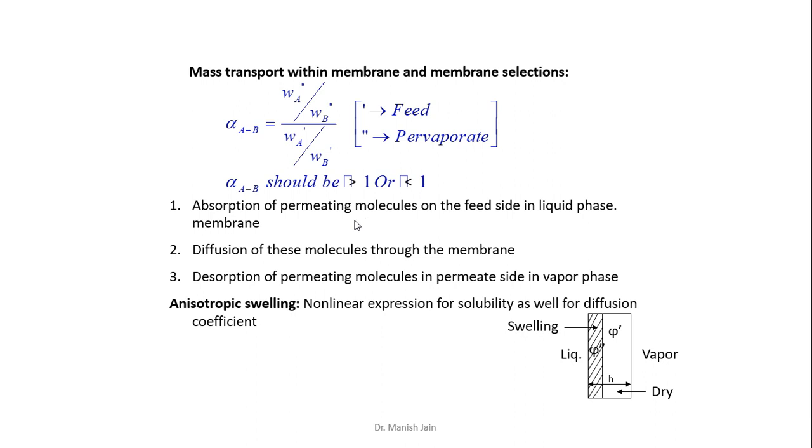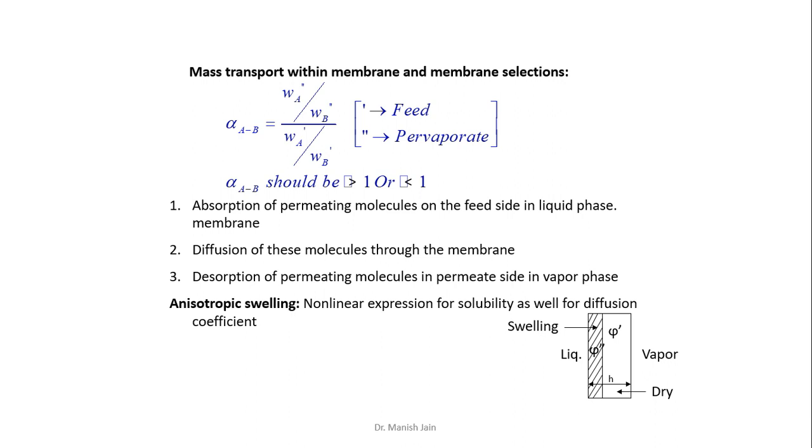The transport of the molecules across the membrane can be divided into 3 different steps in this process. First is the adsorption of permeating molecules from the feed side, in the liquid phase, at the membrane surface. Second is the diffusion of these molecules through the membrane from feed side to permeate side. And third is the desorption of the permeating molecules on the permeate side in the vapor phase. So in this process, vaporization occurs inside the membrane.